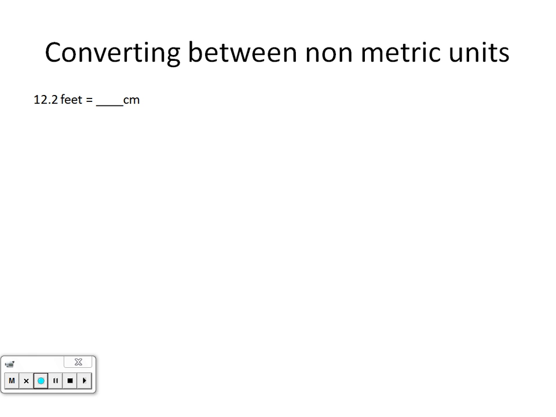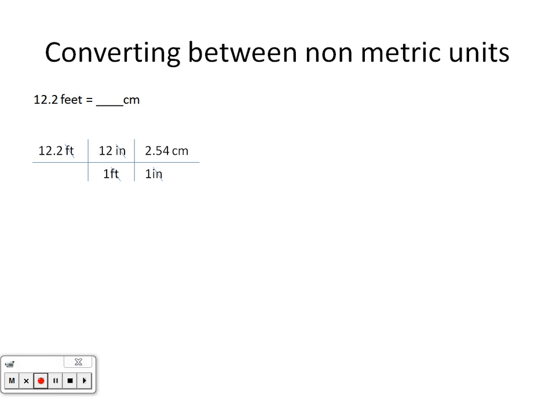Let's look at converting between non-metric units. 12.2 feet is how many centimeters? Now you may need to look up some of these conversion factors. I'm going to start with 12.2 feet. I don't know how many feet are in a centimeter or vice versa, but I do know that there are 12 inches in a foot. So that's going to help me cancel out the feet here. I also happen to know how many centimeters are in an inch, and this is something you should probably start to remember. There's 2.54 centimeters in 1 inch. So the inches then cancel.